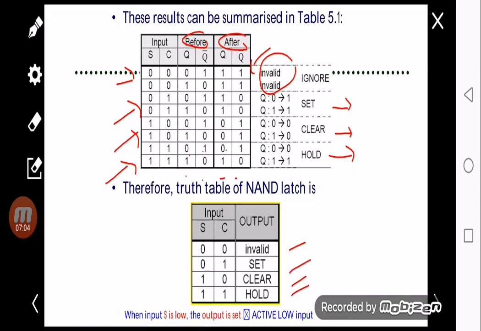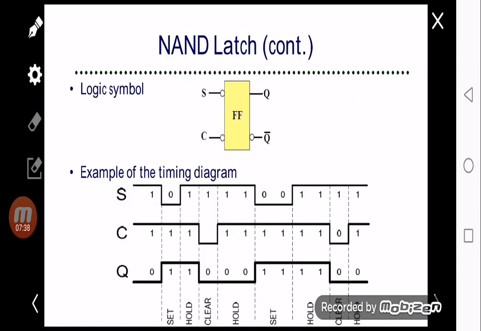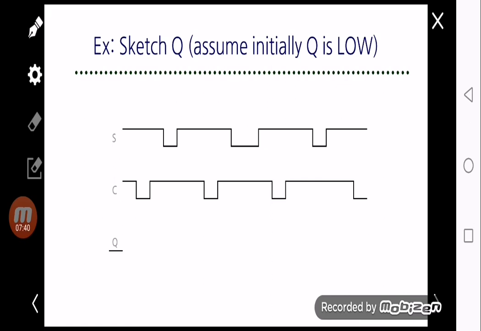Why do we call this active low? Because 0, 1 means that we activate the set, that's why we get set, but we activate it using 0. Active low input means that we activate the input when it is 0. And here you can see we activate the C, that's why the output becomes clear. So we call it an SR latch from NAND gates with active low input. This is the logic symbol for the NAND latch.